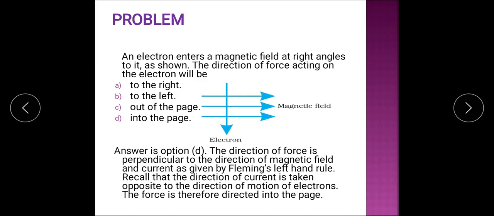Now apply Fleming's left hand rule. Stretch your thumb, forefinger and middle finger of your left hand such that your forefinger is pointing in the direction of magnetic field, your middle finger points in the direction of current, and the direction in which your thumb points gives us the direction of force. So applying this rule, we can find the direction of force, that is into the page. Right students? So this was all about the force acting on a current carrying conductor in a magnetic field.